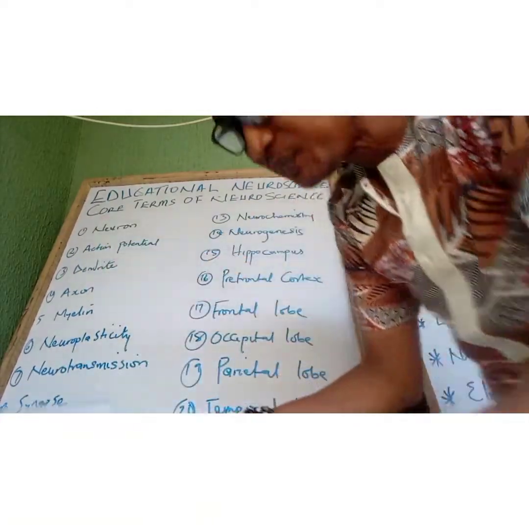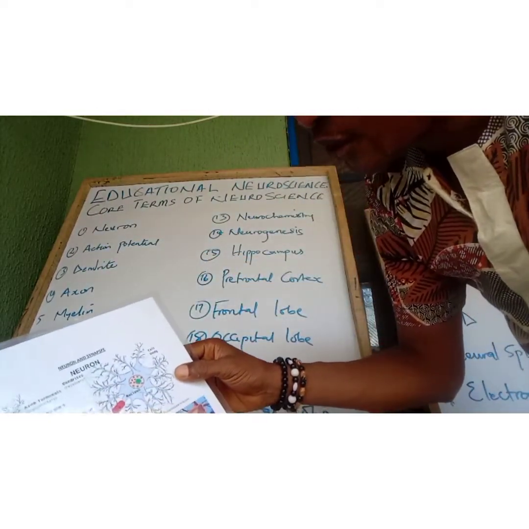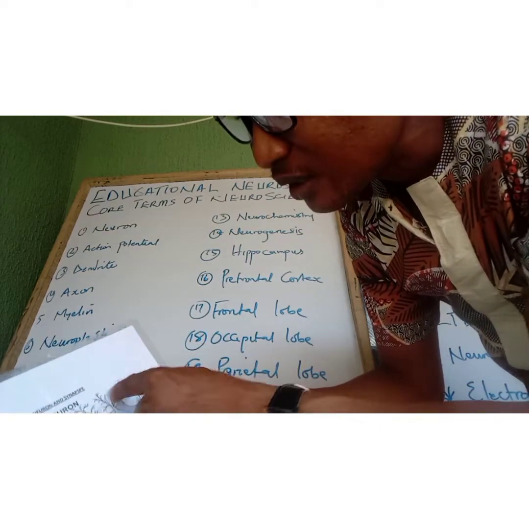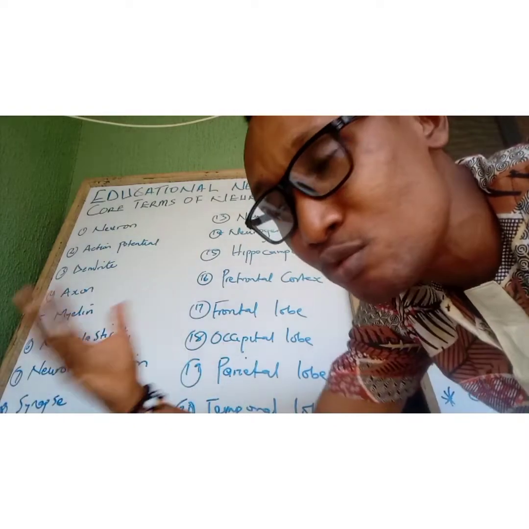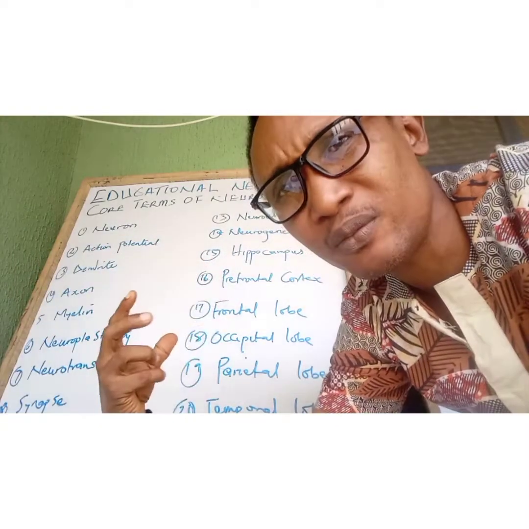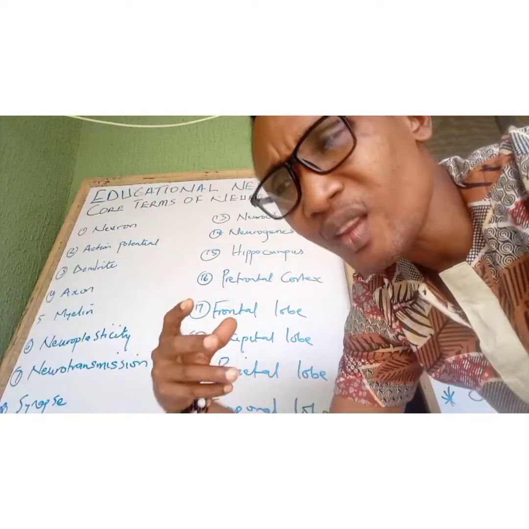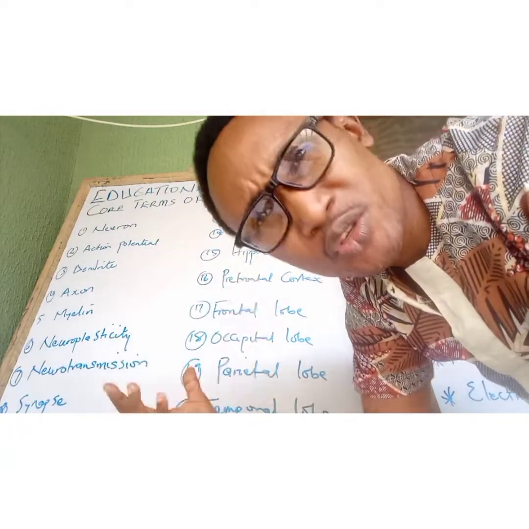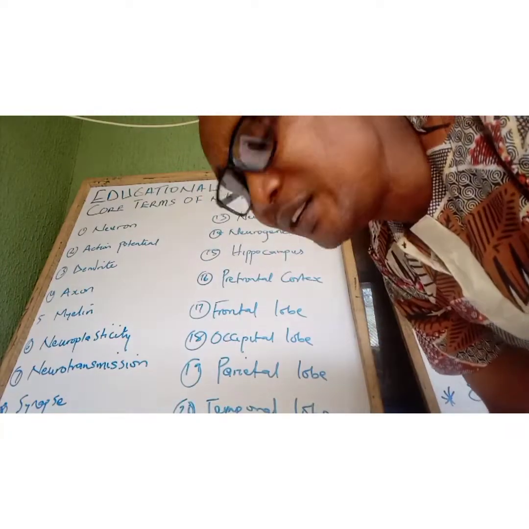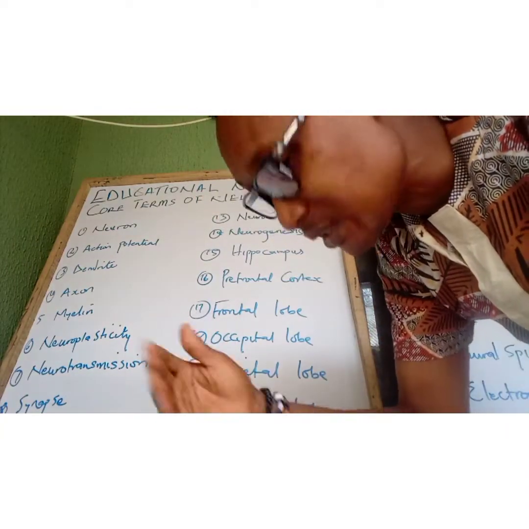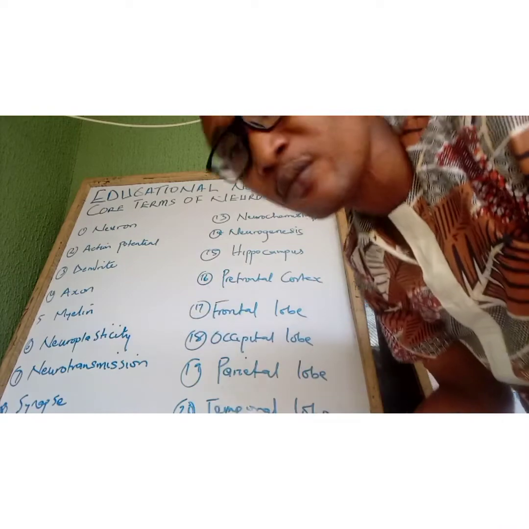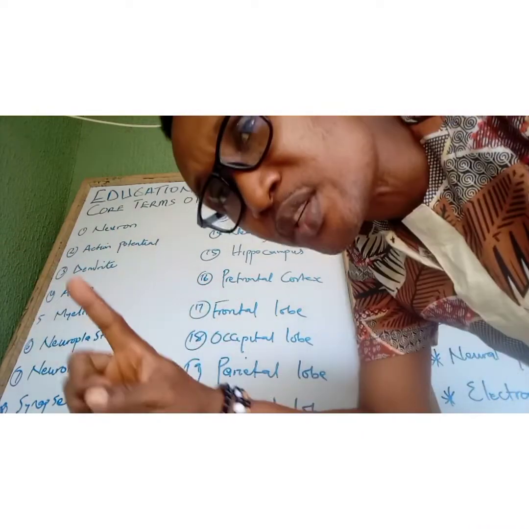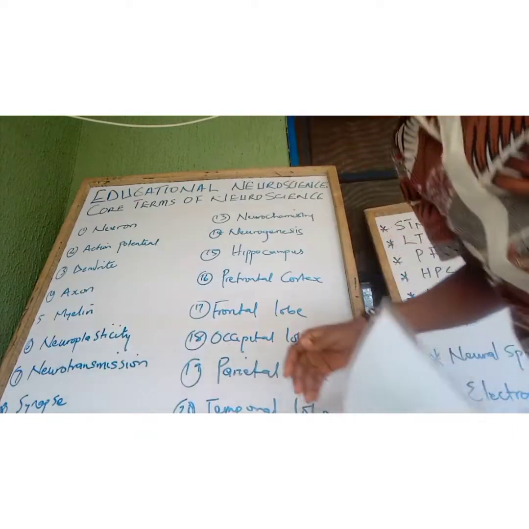Then the dendrite. If you look at this picture, these tree-like branches are called the dendrites. What do they do? They are just like the receivers of stimuli, like visual stimuli, auditory stimuli, tactile stimuli, etc. It depends on the number of sensory inputs coming. One is a stimulus, then more than one is called stimuli.